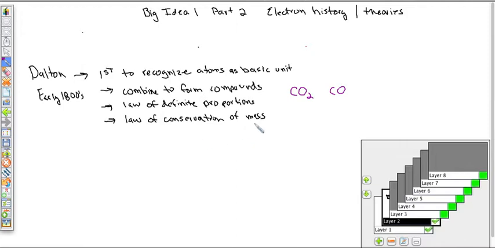He also said the law of conservation of mass, which says that these things are never created or destroyed. They're going to change and sort of swap parts here and there, but whatever you put in is what you get out. And all of our stoichiometry then is based off the law of conservation of mass.